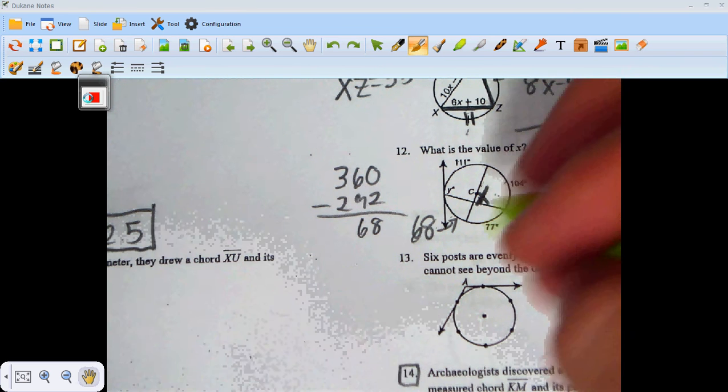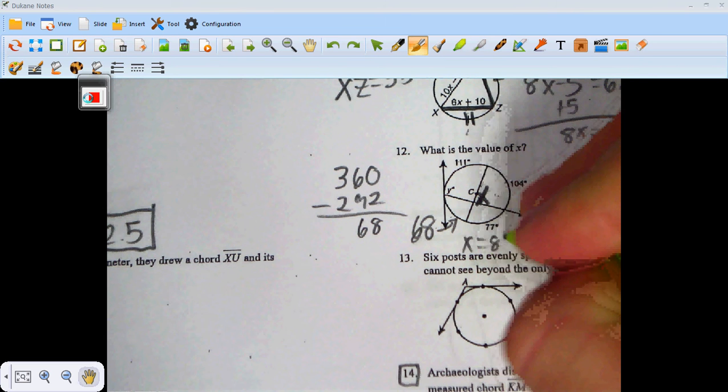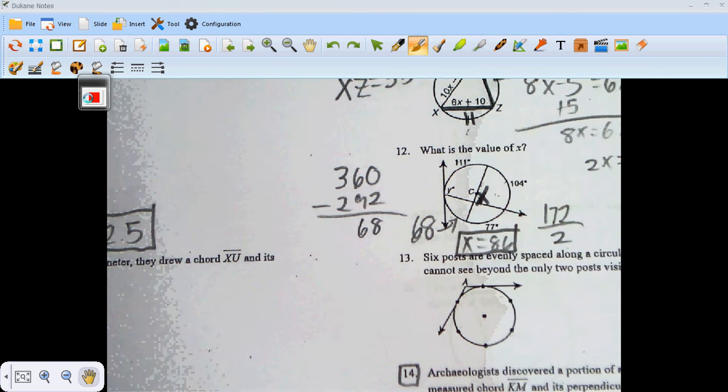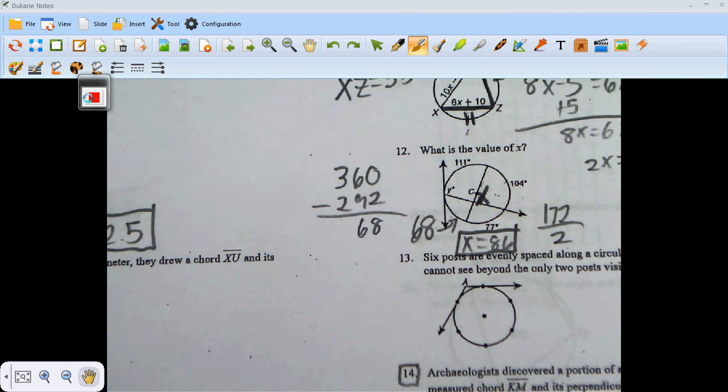86. So x is equal to 86. All right, x is equal to 86. Now, number 13.